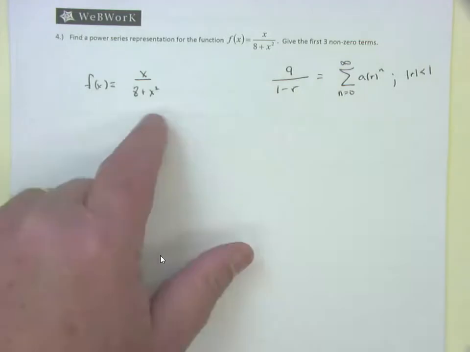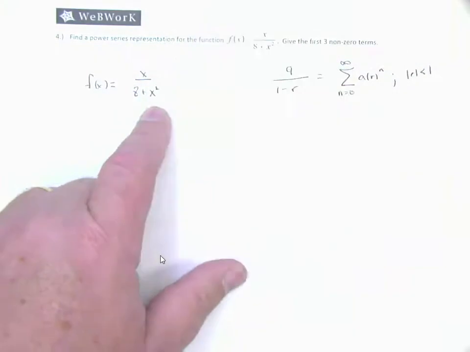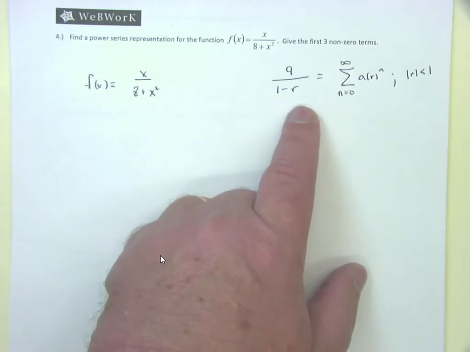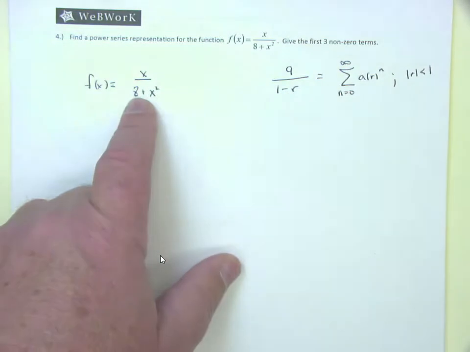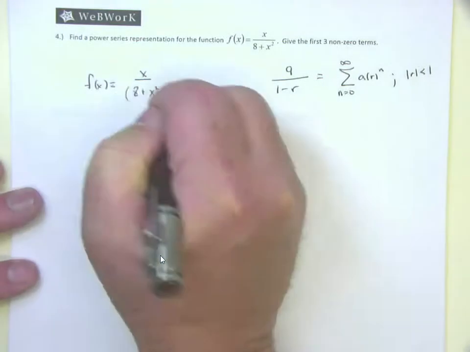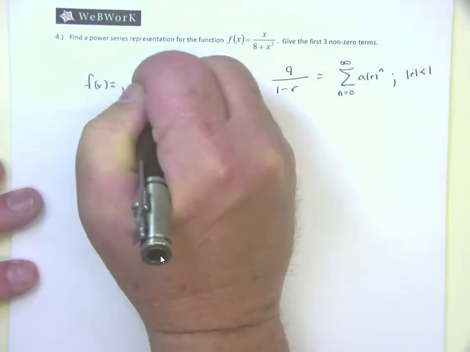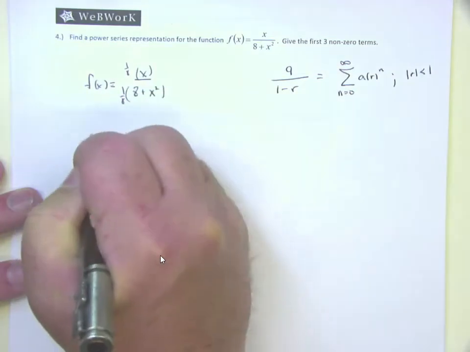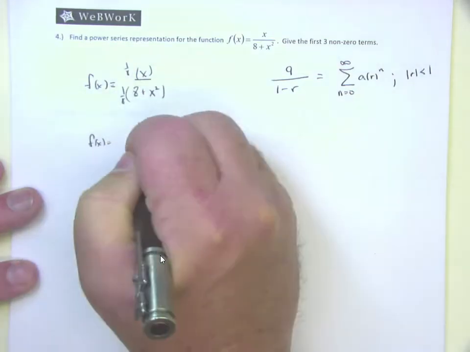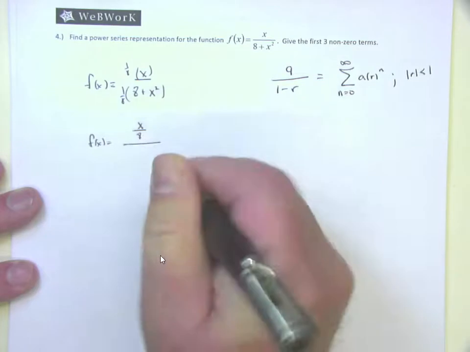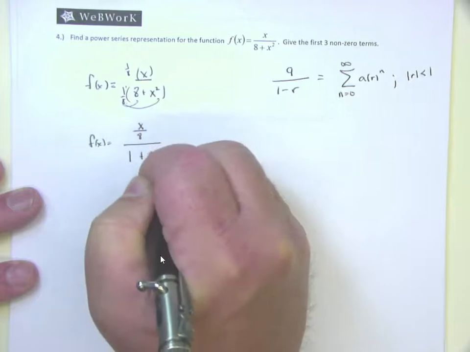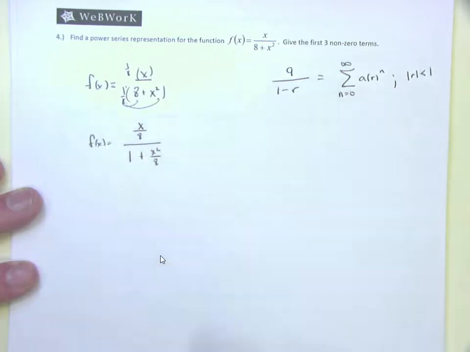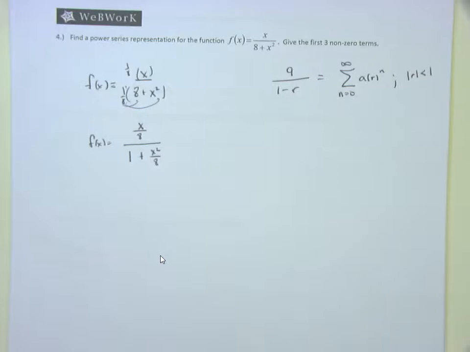To be able to turn x over 8 plus x squared into this, here are your algebra moves. The first thing you've got to do is get that 1 in there. So how do I convert an 8 into a 1? I'm going to multiply by 1/8, and what I do to the denominator, I do to the numerator. This gives me f of x equals x over 8 divided by, distributing 1/8 times 8, the 1 plus x squared over 8. So the first thing is that little algebra trick of getting the 1 in just the right spot.